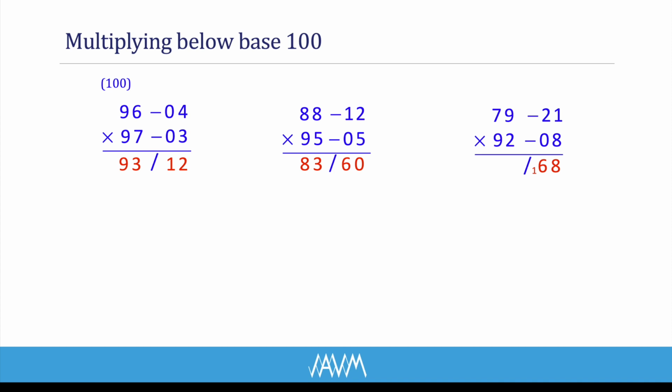8 times 1 is 8, and 8 times 2 is 16. But we're only allowed 2 digits for the right-hand part, and so the 1 of 16 there has to be carried to the left. So on the left-hand side, 79 minus 8 is 71. Add the carry 1 gives 72.